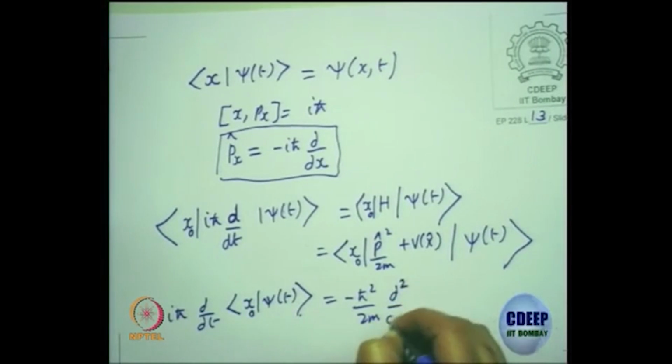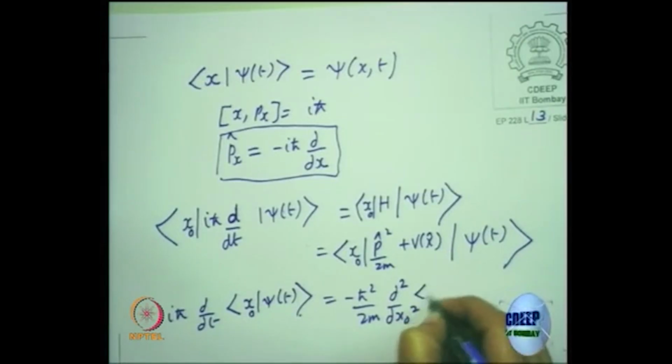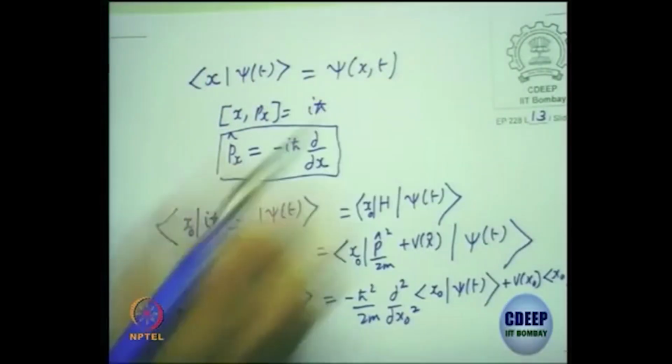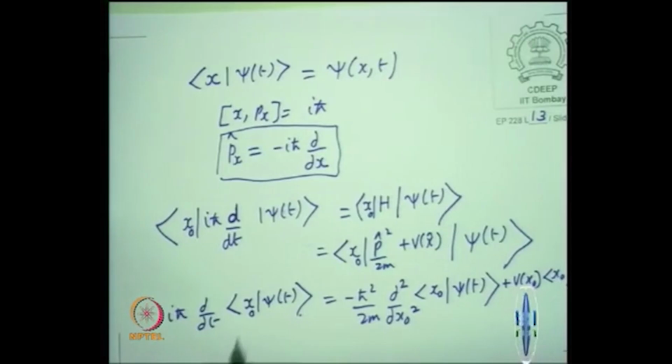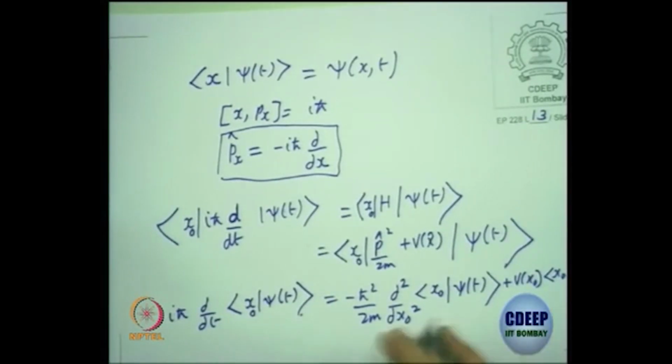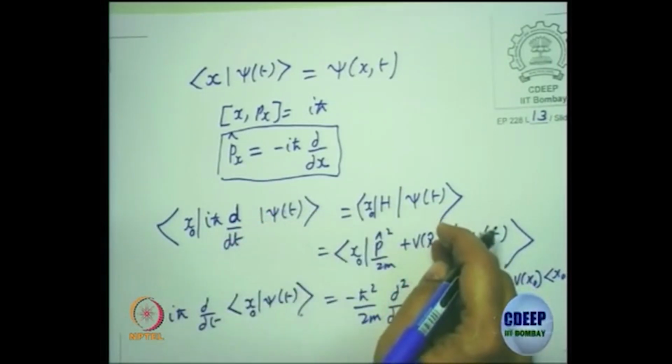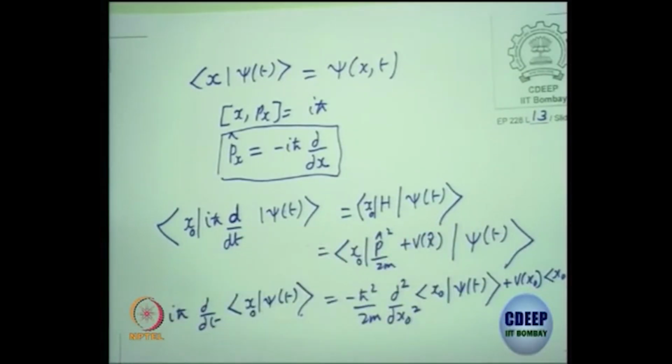So this will be del squared by del x naught squared on x naught with psi of t plus V of x naught. Now it is all numbers, an eigenvalue with x naught with psi of t. Agreed? And we have defined x naught with psi of t, or x with psi of t, as psi of x, t. So what do we reproduce? So this one is your wave function at a position x naught, and this is the familiar differential equation which you have been studying in the wave function formalism, which we have reproduced starting from the equation on the ket vector psi of t.